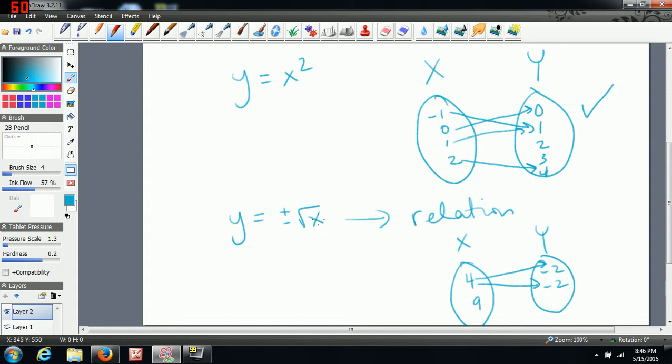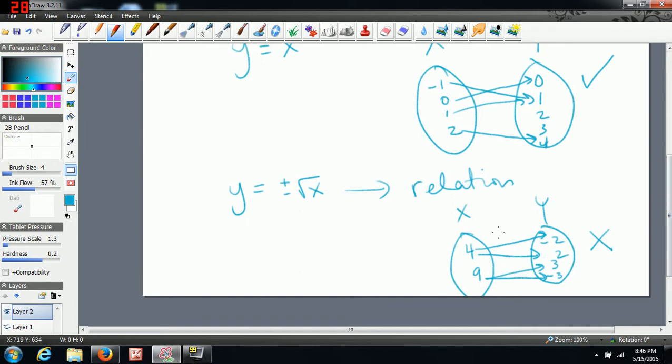And then the root of 9 would go to positive 3 and negative 3. So as you can see, this is not considered a function, because you've got one x going to two y values, and that's what we don't want. So that type of situation would be considered a relation.